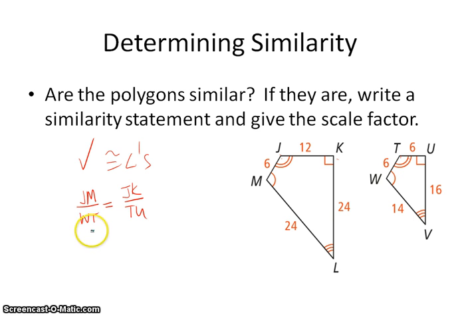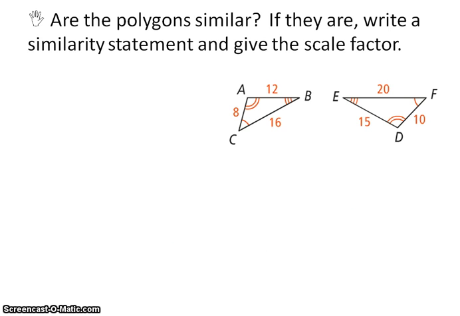Well, JM to TW is a 6 to 6 ratio, which is a 1 to 1 ratio. But JK to TU is a 12 to 6 ratio, which is a 2 to 1 ratio. That isn't using the same scale factor. This is a scale factor of 1, this is a scale factor of 2, so no, these figures are not similar. Now, let's look at this one.